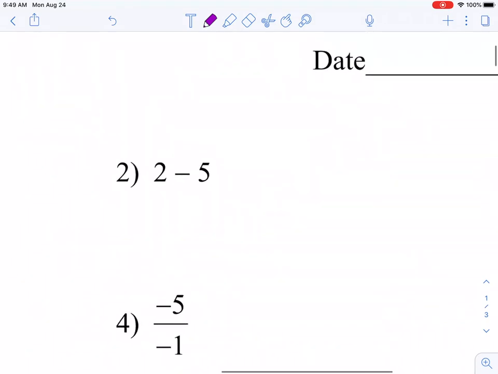On number 2, we have a +2 and a -5. Our signs are different, so we'll subtract. 5 minus 2 makes 3, and we keep the sign of the larger number, which is negative.